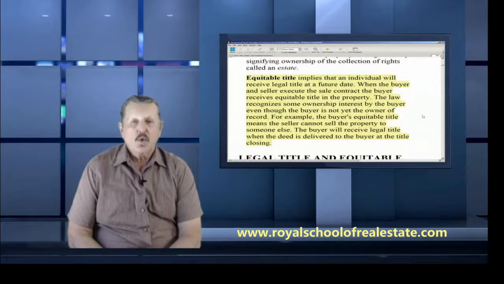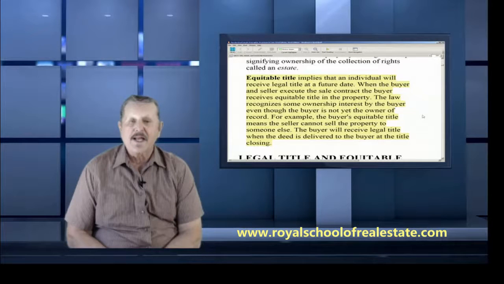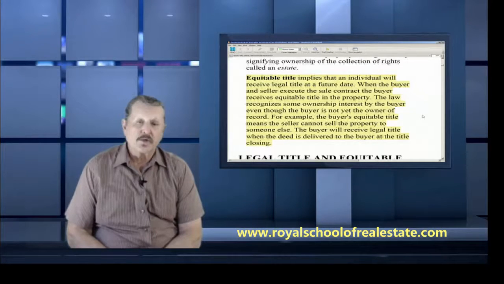When the buyer and seller execute the sales contract, the buyer receives equitable title in the property. The law recognizes some ownership interests by the buyer, even though the buyer is not yet the owner of record. For example, the buyer's equitable title means the seller cannot sell the property to someone else. The buyer will receive legal title when the deed is delivered to the buyer at the title closing. See, when the mortgage is paid off, then the owner will receive title to the property and a deed.